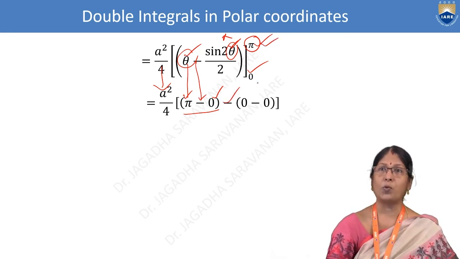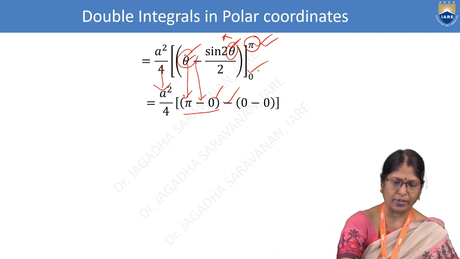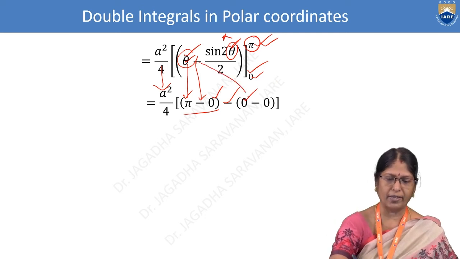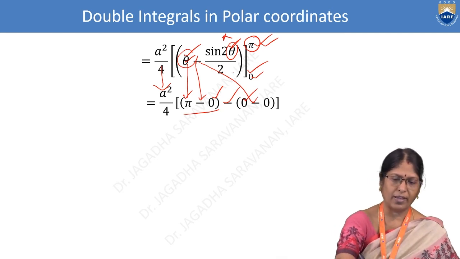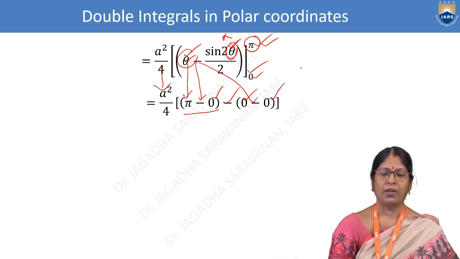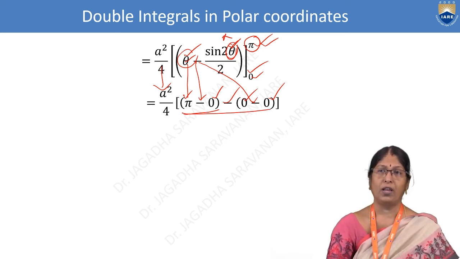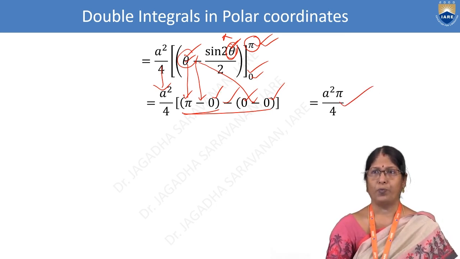This is the formula, minus for the limit. In the theta place we are substituting the lower limit 0. So it has become 0. This minus sign is as it is. Sine 0 is 0. Completely, the work regarding limit substitutions, both upper and lower, we completed. We got it? A square pi by 4.